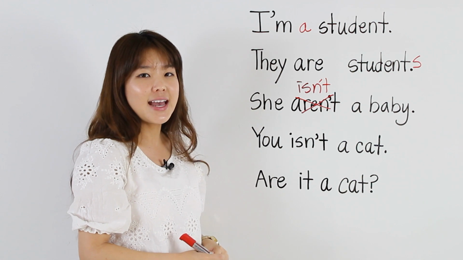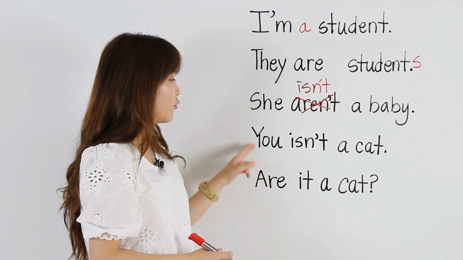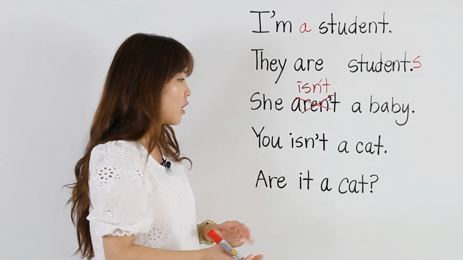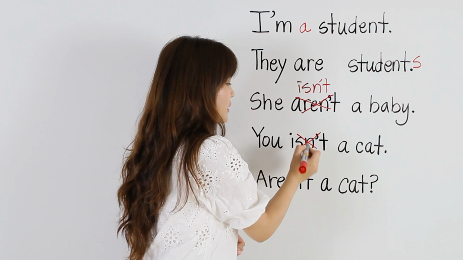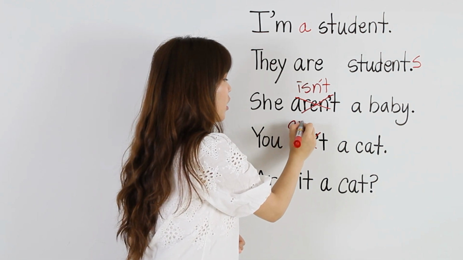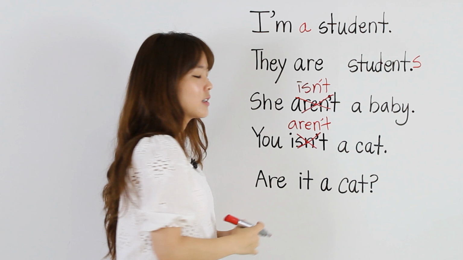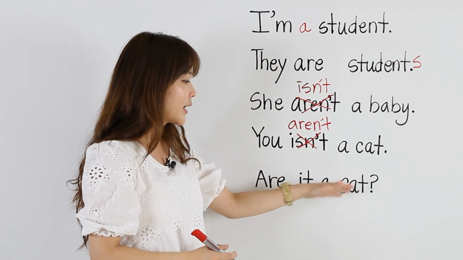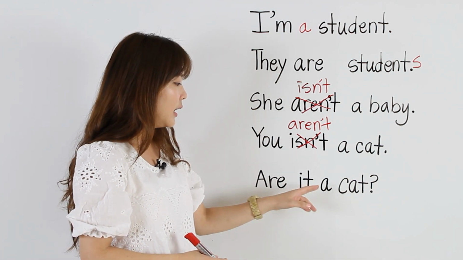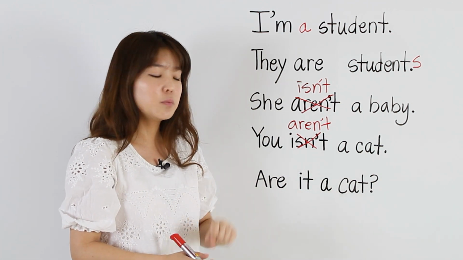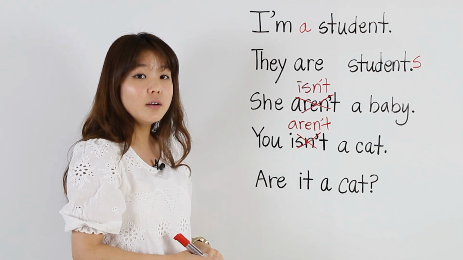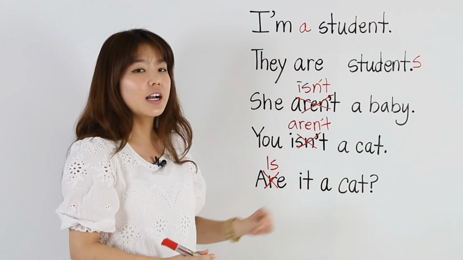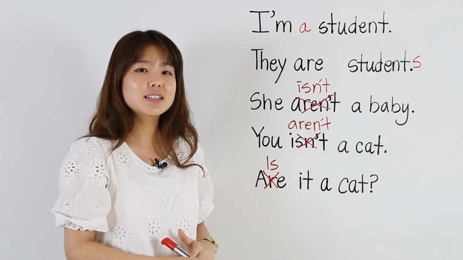You isn't a cat. Now, for the subjective pronoun you, we have to have the be verb are. So, not you isn't a cat, but you aren't a cat. Okay? Are it a cat? A cat, that's one animal. So, do we need are? No. We need the be verb is. Is it a cat?